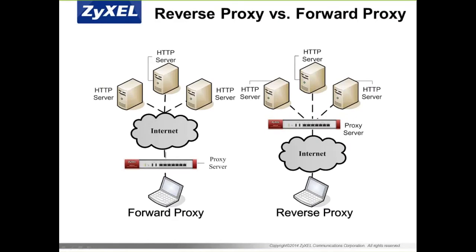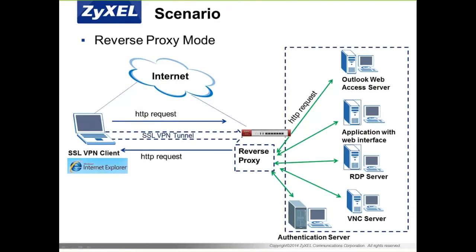This diagram illustrates the differences between a reverse proxy and a forward proxy. Again, you can see a forward proxy acts as a proxy for client requests, and a reverse proxy acts as a proxy for web servers. Reverse proxy is an SSL VPN mechanism designed for web applications. By employing reverse proxy, users can access any website, OWA, RDP, or VNC server located on the corporate network, with the SSL VPN appliance acting as a proxy for those servers.